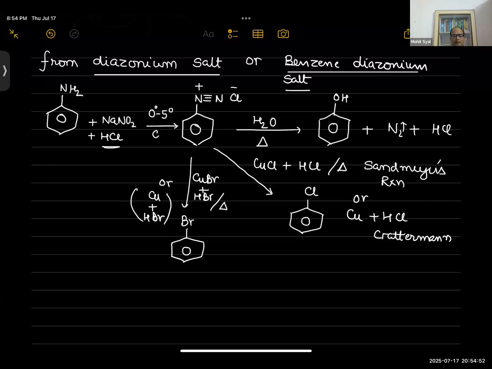Is that clear to everyone? These are from the previous chapter, but very, very important for you to remember the names. Yes, Aisha. Yeah, with copper it is Gattermann, correct?